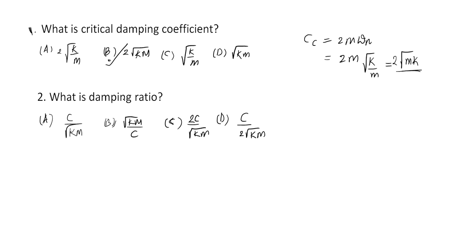The next question, what is the damping ratio? The damping ratio is zeta. We are calling zeta the ratio of the damping coefficient to the critical damping coefficient Cc. This can be written as C by Cc. We have just now seen Cc as 2 root km. So the option is D in this case.